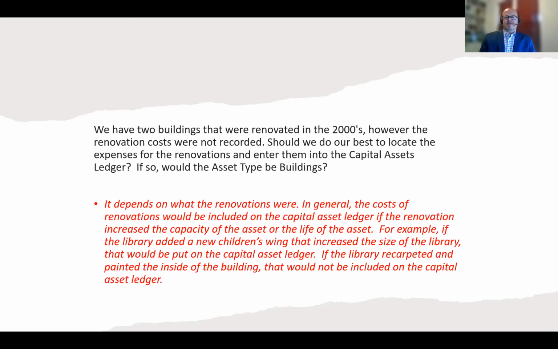It's going to depend on the type of renovations that you were talking about. I think in general, the cost of renovations would be included on the capital asset ledger if the renovation increased the capacity of the asset or extended the life of the asset. For example, if you built a new children's wing that increased the size of your library, that's going to show up on your capital asset listing as a part of the building. So it'd be in that asset type. If those renovations were, we just put new carpet down or we painted, those are all kind of maintenance things because you always have to repair carpet at some point and paint the building. Those would not be included as a capital asset or in addition to your assets.